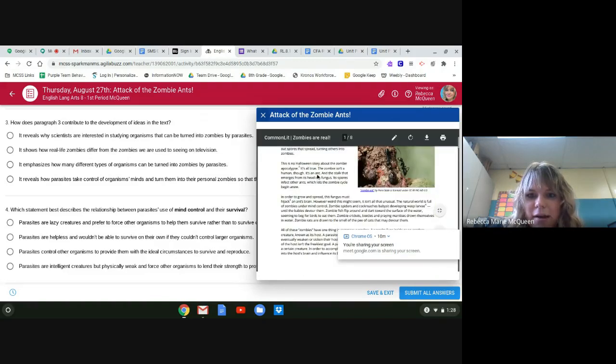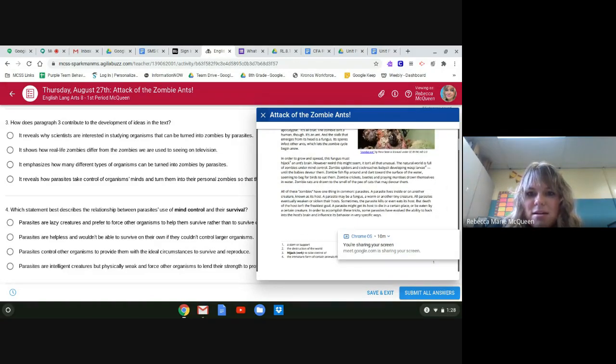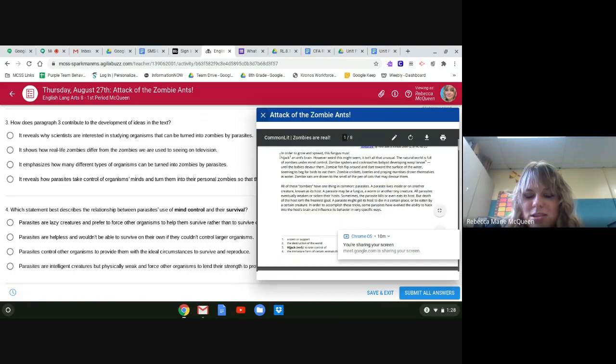All right, so paragraph 3, just going back, check it out. In order to grow and spread, this fungus must hijack an ant's brain. However weird this might seem, it isn't all that unusual. The natural world is full of zombies under my control. And then the rest of this paragraph is like spiders, cockroaches, fish, crickets, beetles. Look at all these different types of zombie animals, okay?